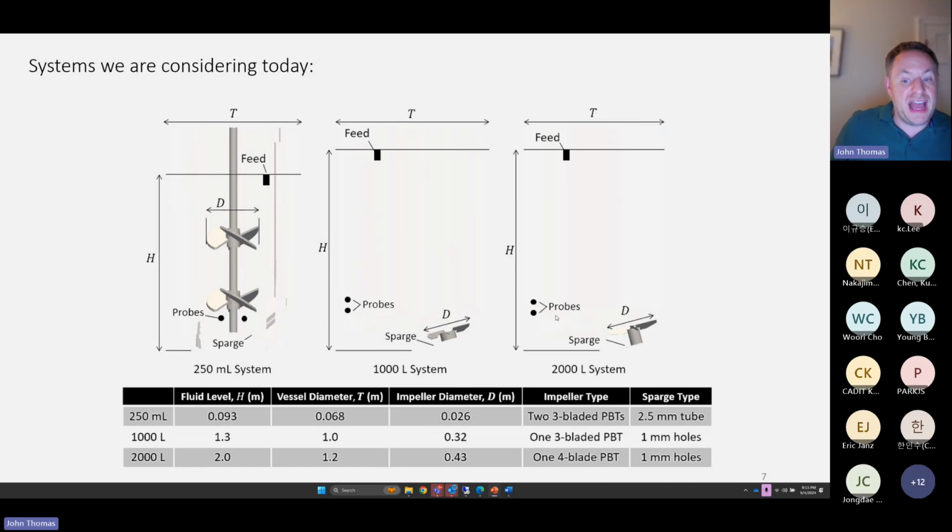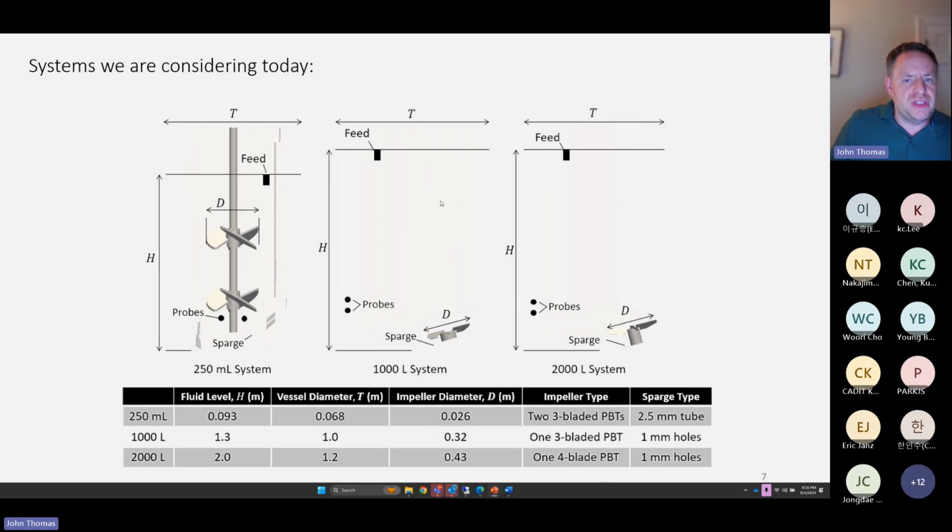All three systems are going to have probes that characterize the time evolution of the local dissolved oxygen concentration and the pH. And we will be using these probes to inform how we're going to add oxygen and feed to the systems. In terms of scale, the Amber 250 system you can fit in your hand. The 1000 liter system has a diameter of about a meter, and the 2000 liter system is about 1.2 meters in diameter, to give you some idea of scale.